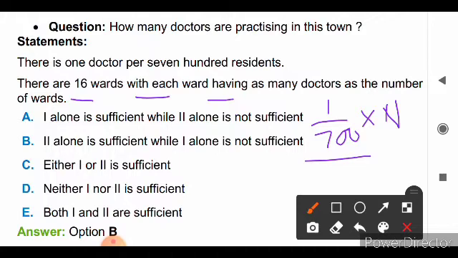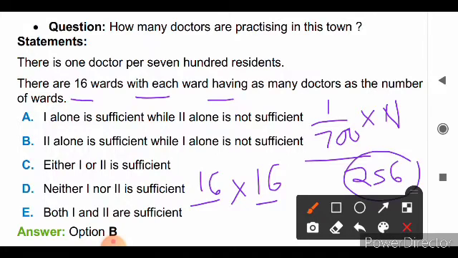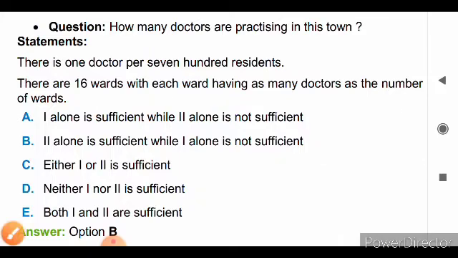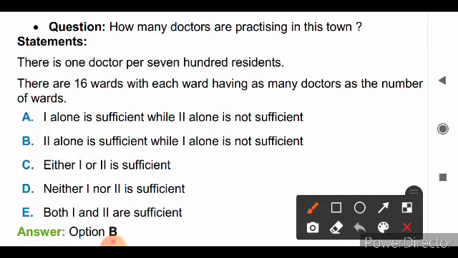Then with statement 2, there are 16 wards with each ward having as many doctors as the number of wards. So the total number of doctors in town is the number of wards in town, which is 16, multiplied by the number of doctors in each ward, which is also 16. So 16 multiplied by 16 is 256. So the total number of doctors in town is 256. So we can say only statement 2 is sufficient to answer the question. So the right answer is option B, 2 alone is sufficient while 1 alone is not sufficient.